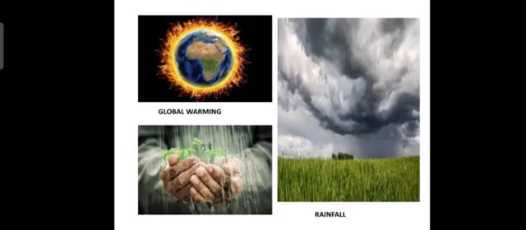The first picture shows global warming. The increase in the temperature of Earth's atmosphere is called global warming. Only the plants can control global warming. So if we have to control global warming, then we must plant more and more trees. By this, we can understand that forests regulate the temperature.